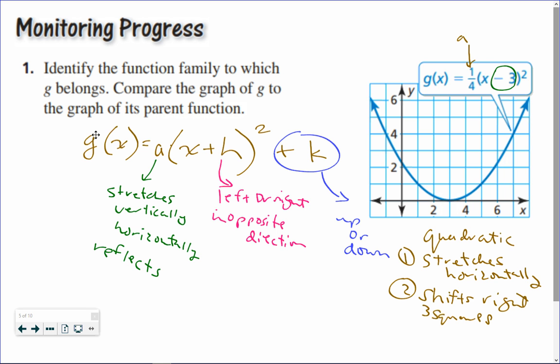Okay, so which direction are we going? All right. Right 3 squares. Okay? If the A in front is between 0 and 1, it stretches out. It just squashes it and widens it out. We say it stretches horizontal. If it's above 1, then it stretches it vertically, which makes it close up, makes it steeper. Everybody understand? If there was something at the end, outside of the parentheses, then that would shift it up or down.